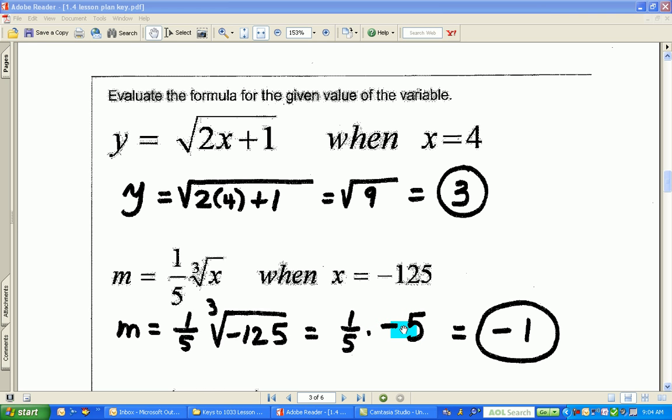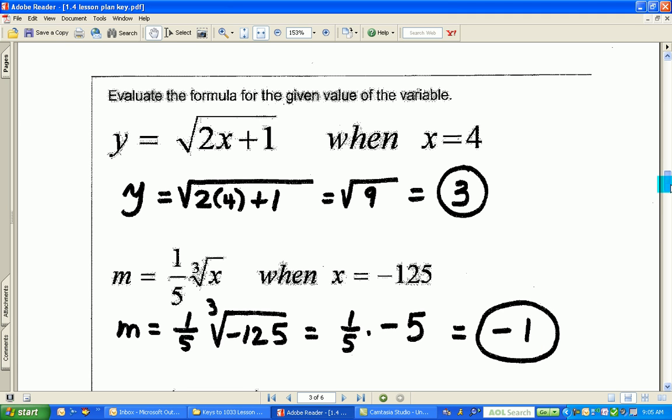The cube root of negative 125 is negative 5 because negative 5 times negative 5 times negative 5 would generate negative 125. So the radical disappears, the cube root of negative 125 becomes negative 5. We had the number 1/5 in front. When you multiply 1/5 times negative 5, you're left with the answer negative 1.